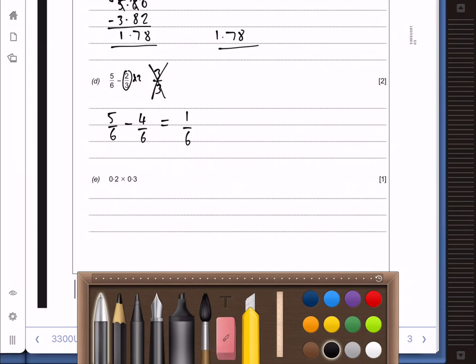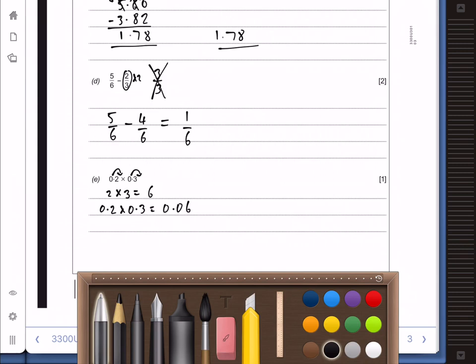And then part E, a couple of ways of doing this question. You could imagine that there's no decimal point in there. Work out 2 times 3, which is 6. The decimal place is 2 places, so you can put the decimal point back in 2. So the answer would be 0.06. 0.2 times 0.3 is 0.06.